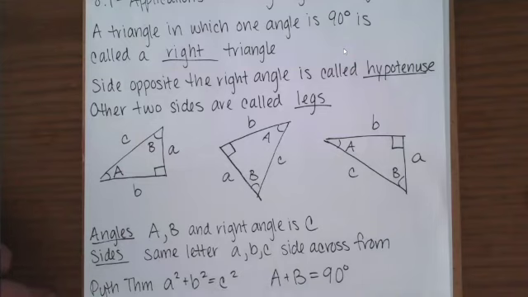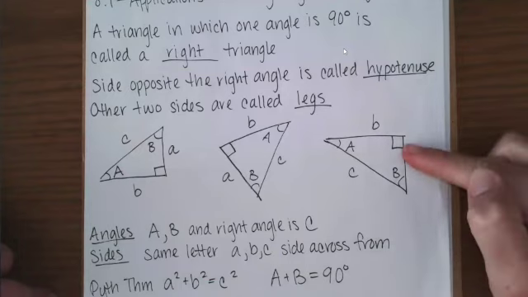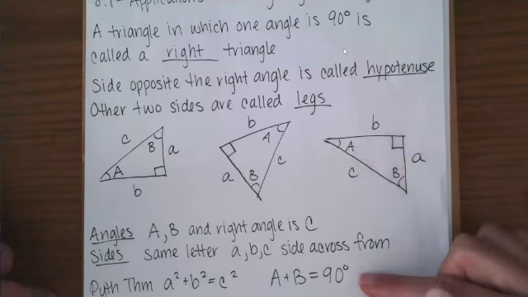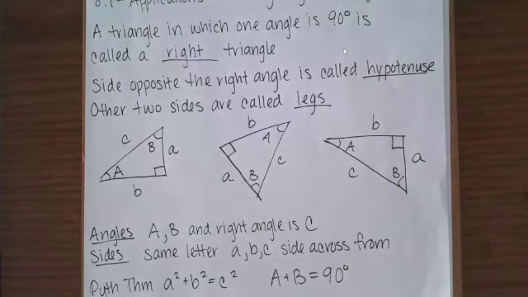The other thing we know about a triangle is that all three angles always add up to 180 degrees. So if we have one right angle, that means that the other two angles have to always add up to 90. So angle A plus angle B always adds up to 90. Okay, so what we're going to do in section 8.1 is we're going to solve triangles.